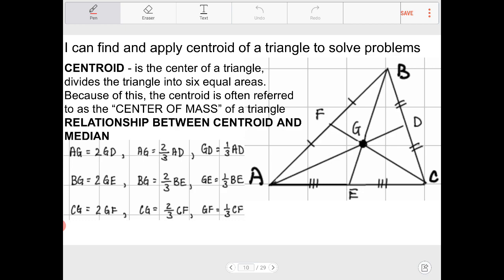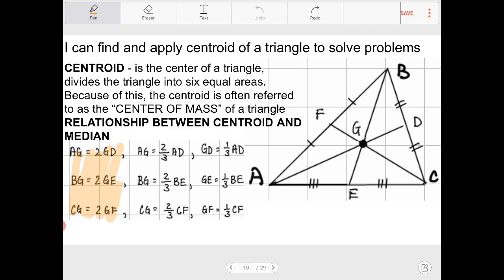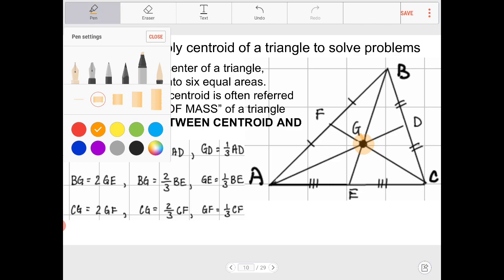The point is, ladies and gentlemen, I don't want you to memorize this chart here, if you want to even call this a chart, because it's a lot of information. It looks scary. So I don't encourage you to memorize this, but instead I encourage you to try to remember this diagram. This point right here breaks up the whole median into 1/3 and 2/3. That's the way to remember this.